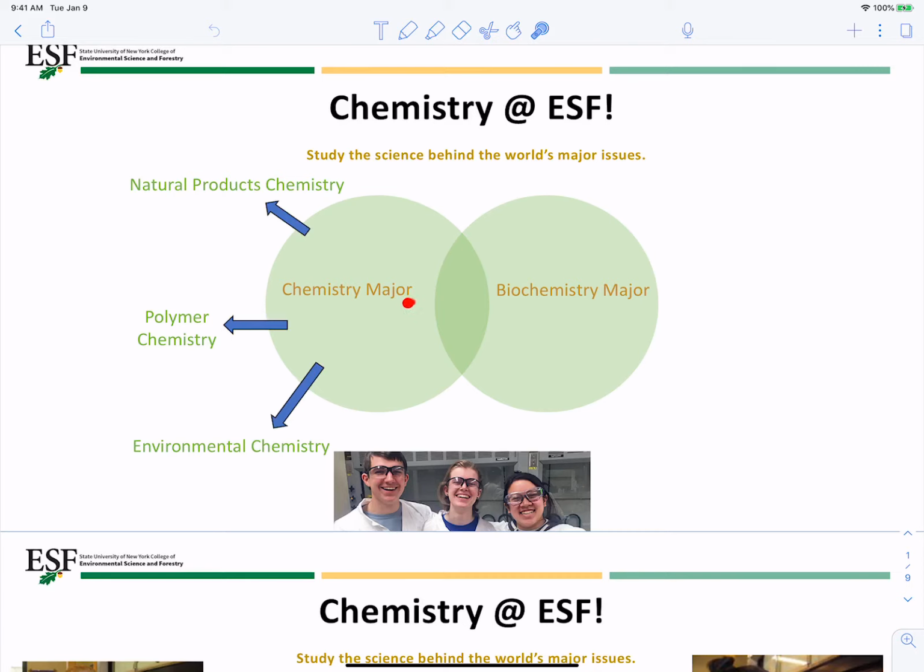And within the chemistry major, there are certain option areas: natural products chemistry, polymer chemistry, and environmental chemistry. These are three option areas, and in your senior year, you choose one of them. If you're in biochemistry, on the other hand, there aren't specific option areas. You'll take a series of courses in these different areas, some of which will overlap with the chemistry major.